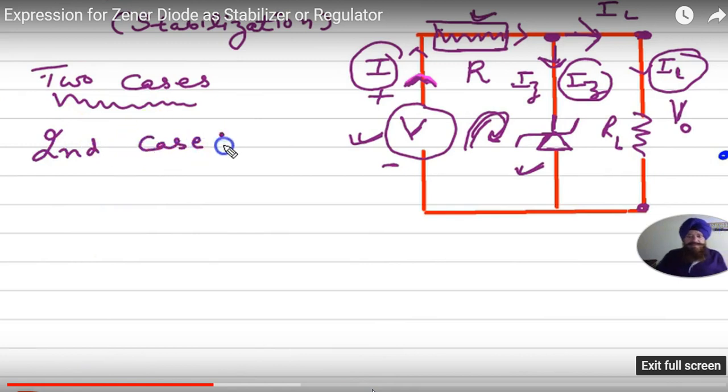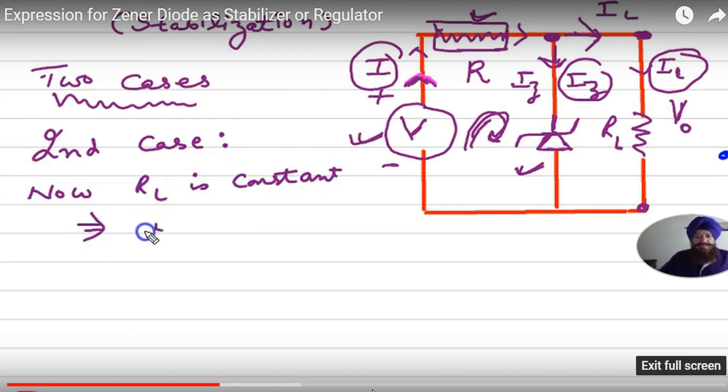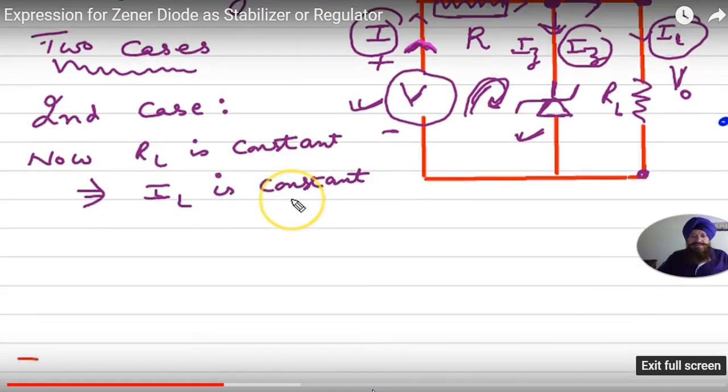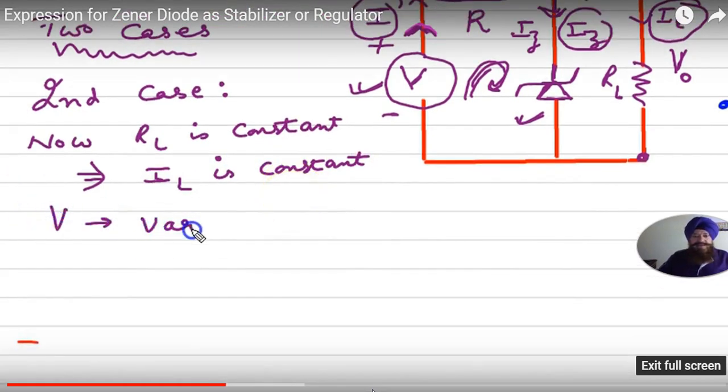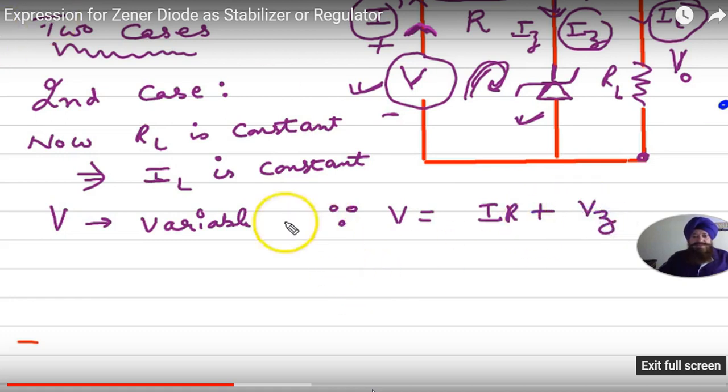Now let's discuss the second case. In the second case, RL is constant. We assume that RL is constant. That means IL is constant. If RL is constant, it implies IL is constant. And now let V be variable. Okay, and our equation is V equals IR plus VZ. Here V equals the voltage developed across R plus the voltage across the Zener.